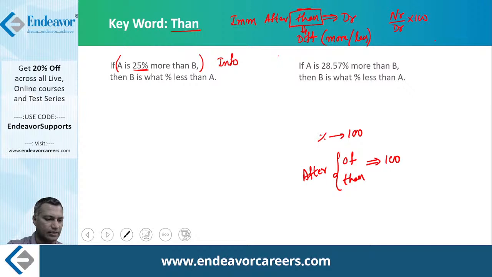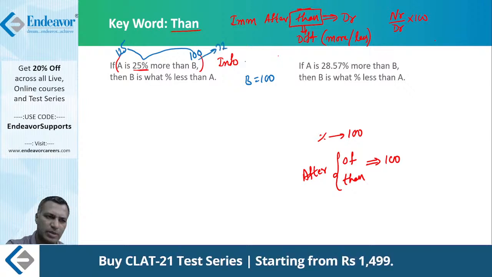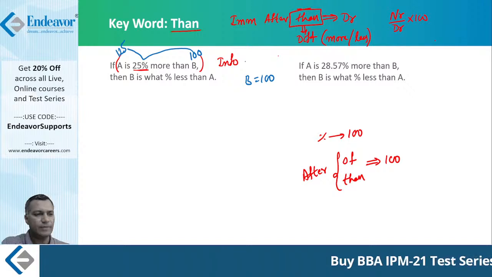You didn't take B equal to 72, because calculating 25% of 72, which is 18, would have taken some time. Therefore you said, let B be 100, because calculating 25% of 100 is very easy. Even if I ask what is 23% of 100, that also becomes 23. So it becomes easier, and you got the dummy value of A as 125.